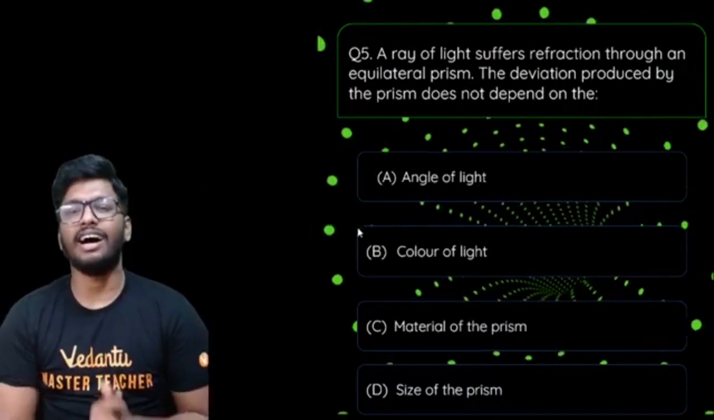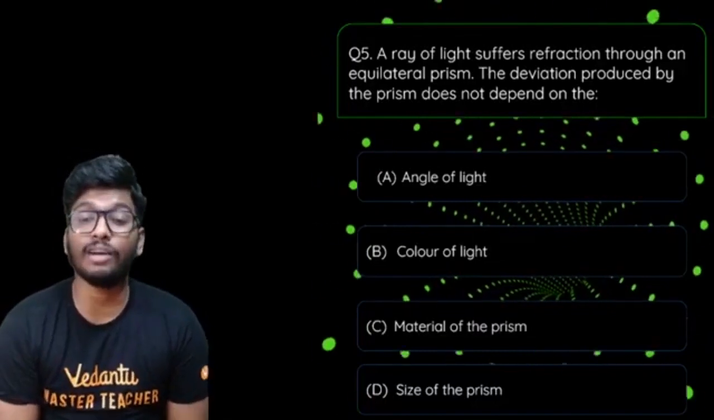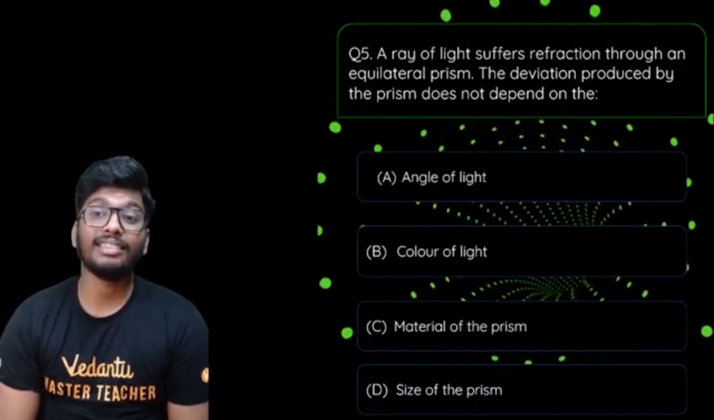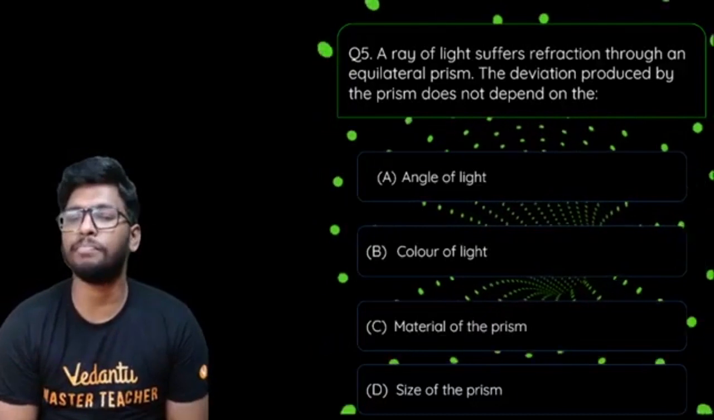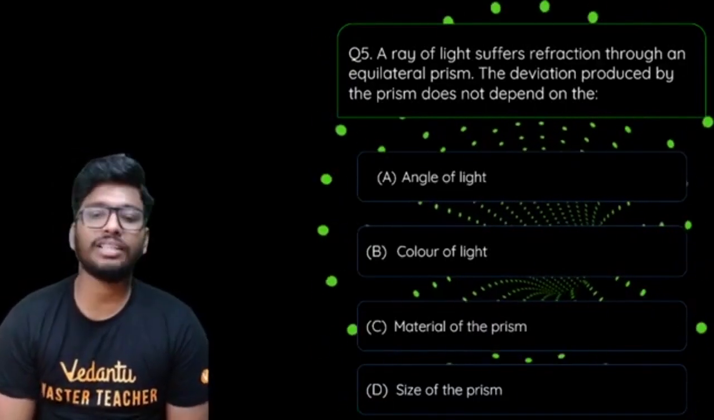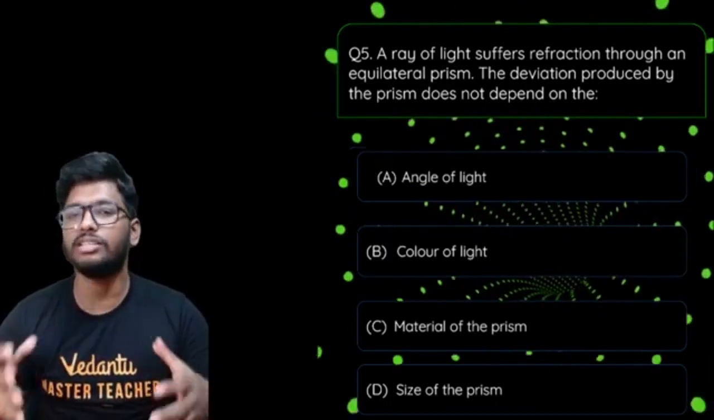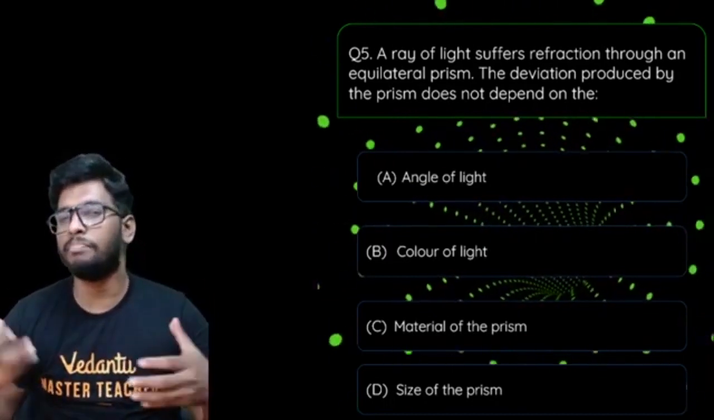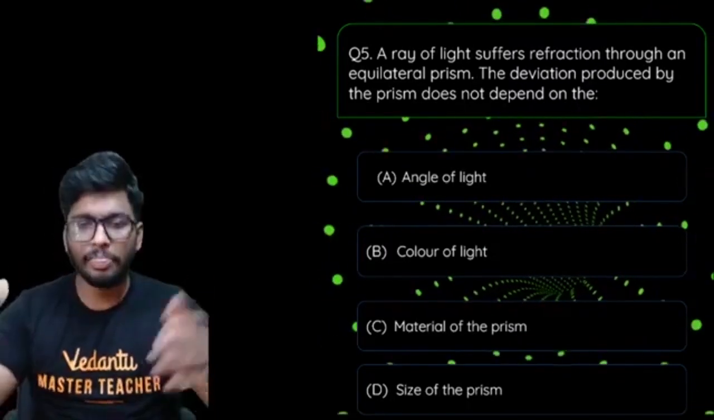Last question for the day, guys. A ray of light suffers refraction through an equilateral prism. The deviation produced by the prism does not depend on what? The angle of light, the color of light, the material of the prism, or the size of the prism. What doesn't the deviation of the prism depend on? That is the question, guys.